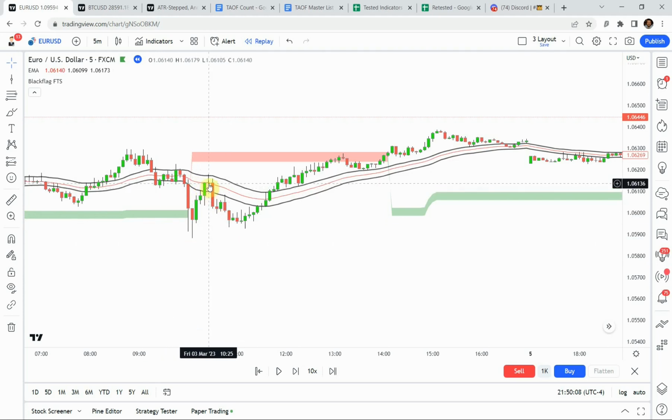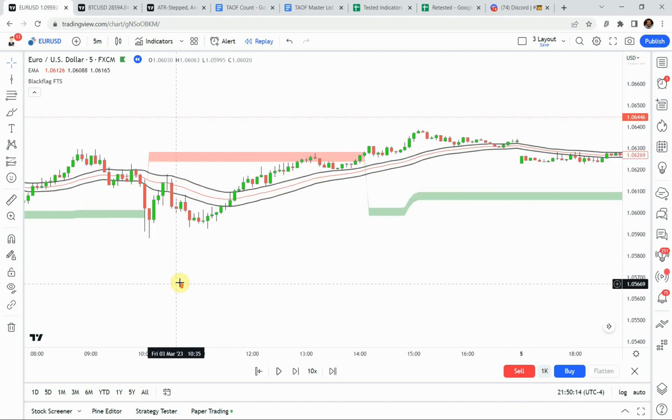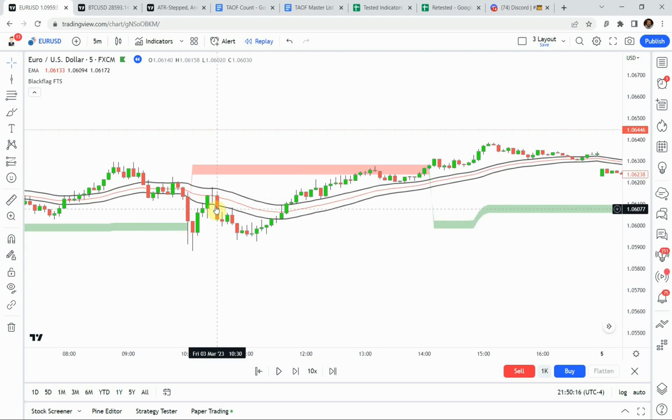Then we're going to look for a rejection to the downside in the direction that we're looking to go, the short direction. So for example, you see right here that we pull back into the channel. We get a big red bar right here, rejection to the downside. That would be a signal to go short right there.